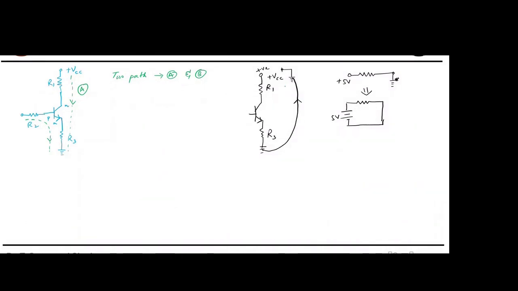Now, can you apply KVL here in this loop? Suppose I apply it. Going from here to here, I'm going from 0 to positive, so it is increasing. So plus VCC.